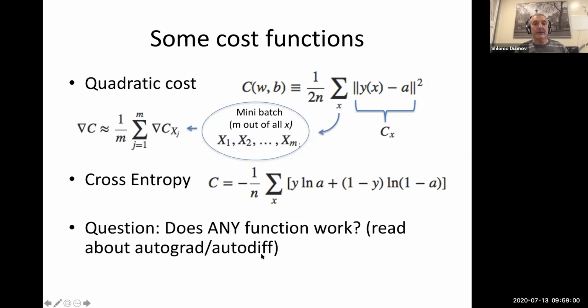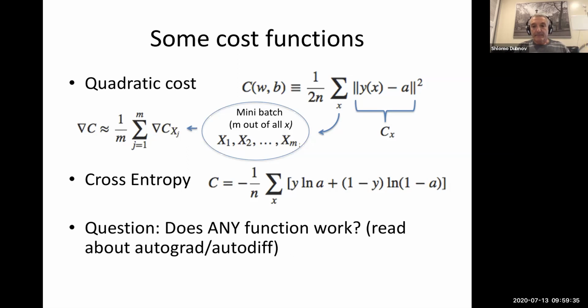So does any function work? If you want to check about autograd and autodiff and see how they operate, you can define any function and they will create the backpropagation rules for you to optimize. Not every function works, of course, and there are non-differentiable functions. There are things that we cannot propagate back, and we'll talk about this also once we talk about variational autoencoders. If we have some kind of probabilistic element in the middle, we have to come up with some tricks that will allow backpropagation to work.